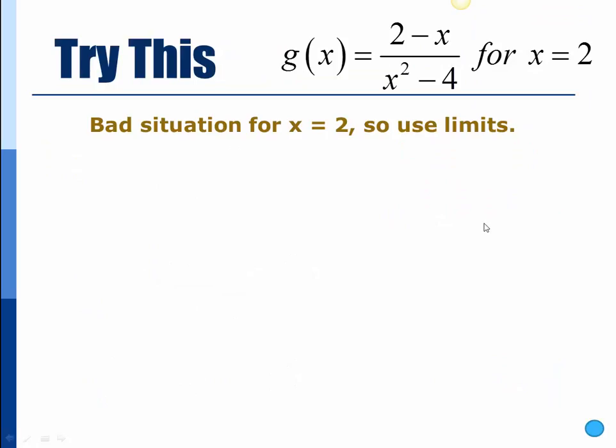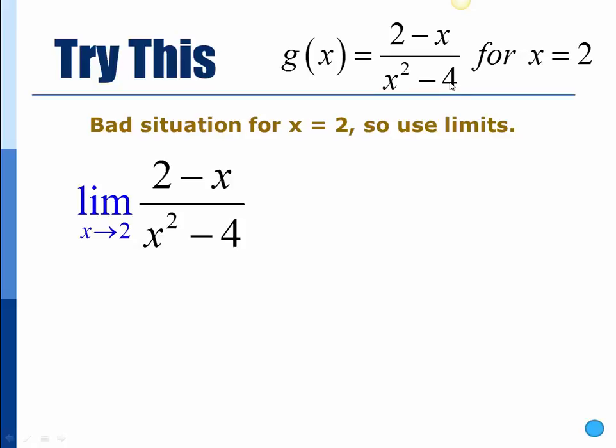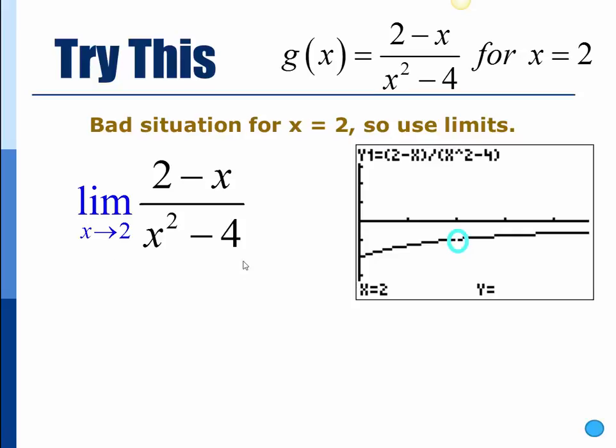Let's take a look at another example. I've got a new function called g of x. Clearly there's a problem at 2, because when you plug in 2, it makes 0 in the denominator. So I'm going to take my limits, and again I'm going to try to do some algebra: simplify and then reduce.